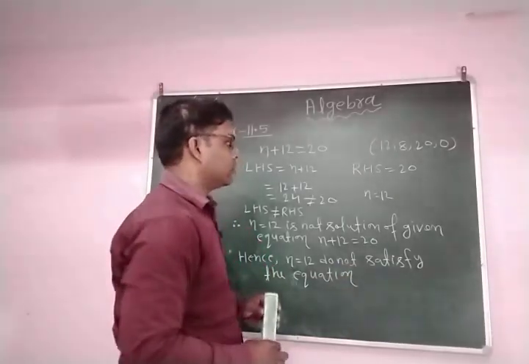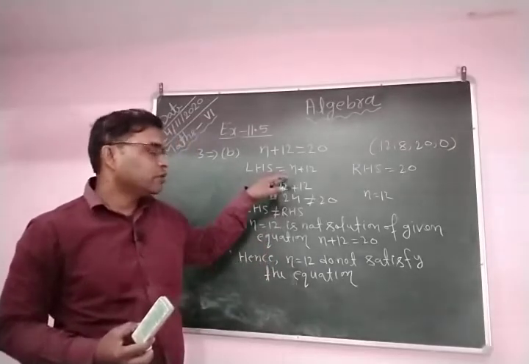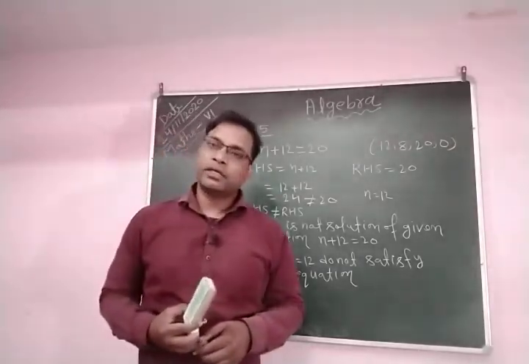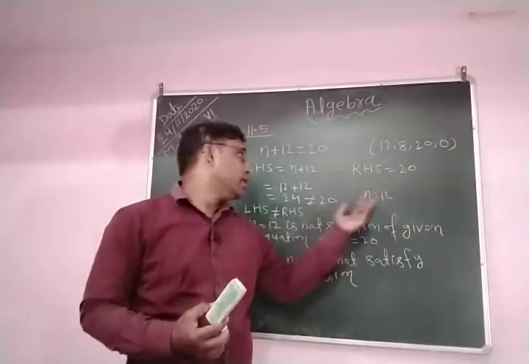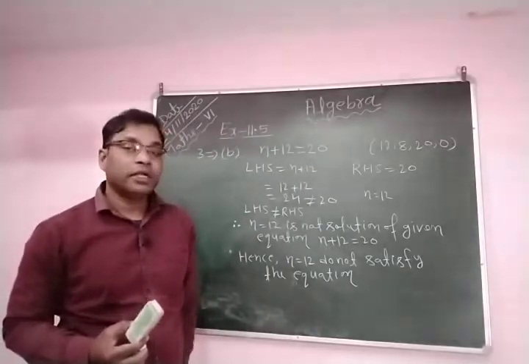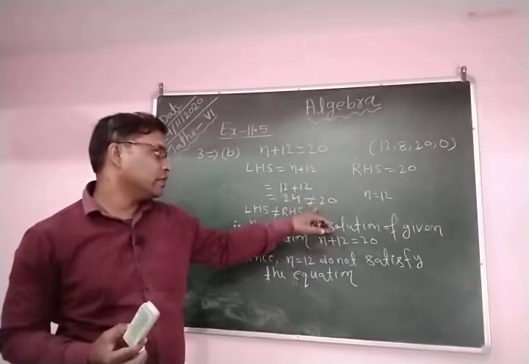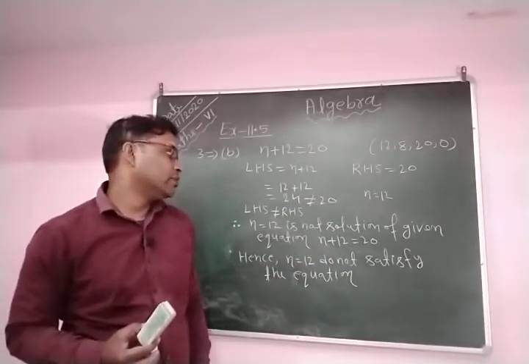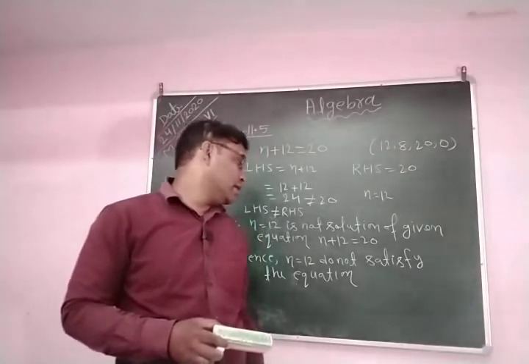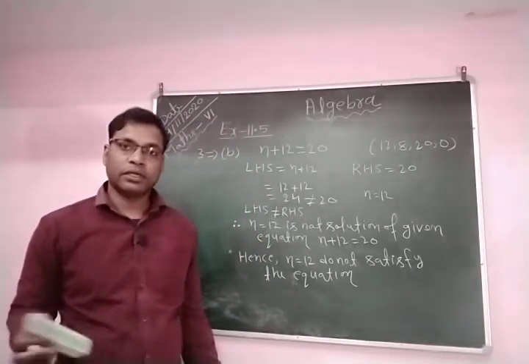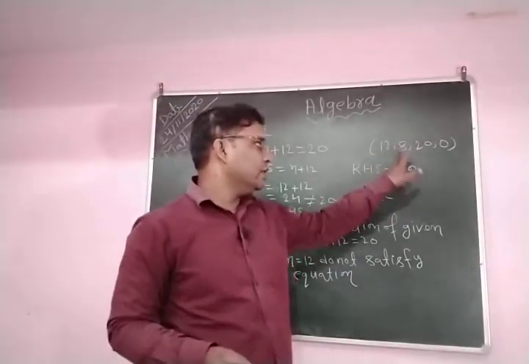So why does n is equal to 12 not satisfy this equation? Because here we put the value of n in the left hand side, and then we do not get the right hand side. What is the right hand side? The right hand side is 20. When you put the value of n in the left hand side, you get 24 but not 20. So in this way you can say n is equal to 12 is not a solution of the given equation, and also it is not satisfying the given equation. Clear?